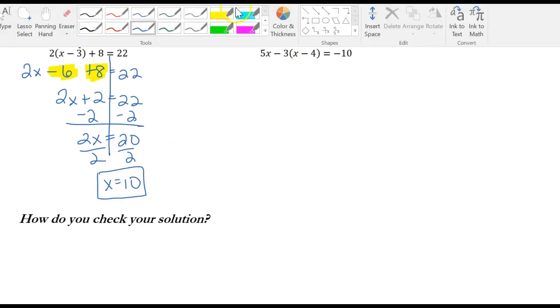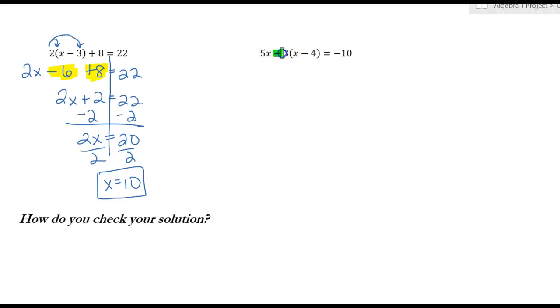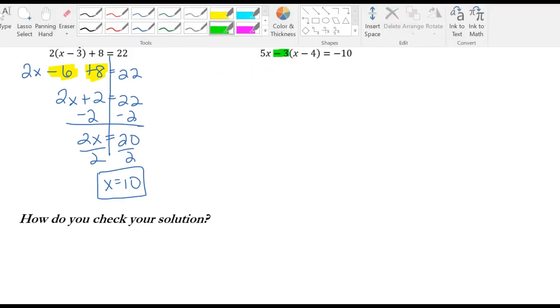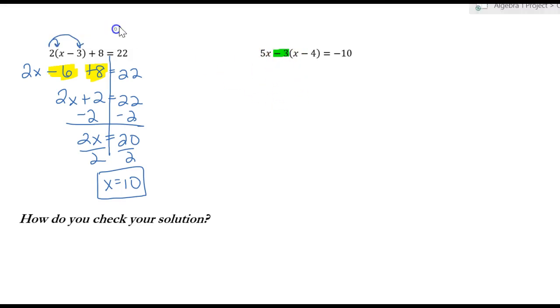All right, for the second one, I also have to distribute. But if you notice here, I'm distributing a negative 3. Do not leave that minus there. You got to remember to distribute that negative 3. So that gives me a negative 3x. And then negative 3 times negative 4 gives me a positive 12. And then I bring down my 5x.